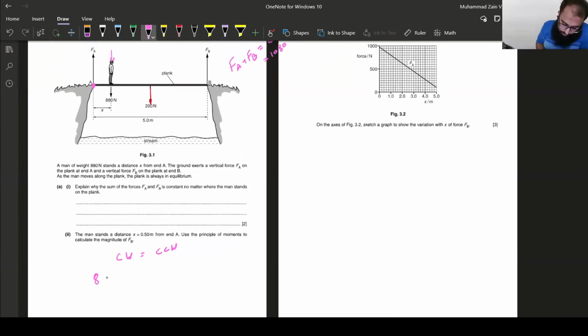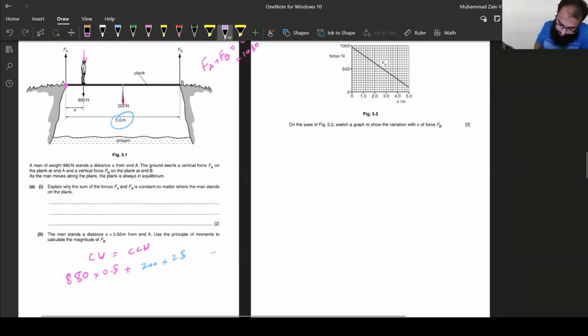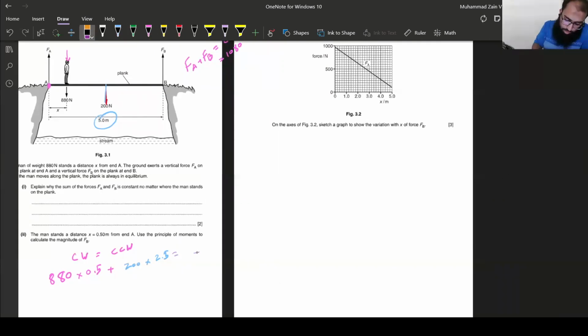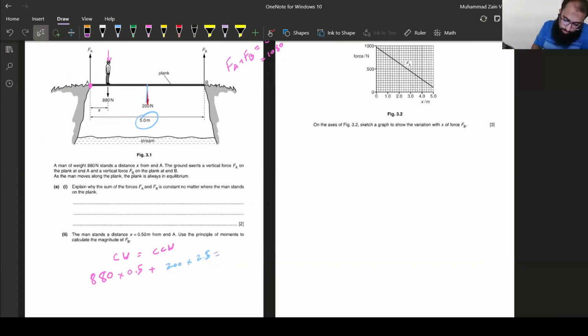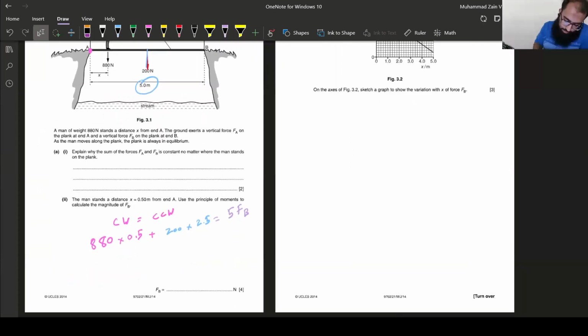The first clockwise moment is due to the person, which is 880 newtons times 0.5, and the second clockwise moment is due to this plank, which is 200 times, the plank is exactly at the center, so 2.5 meters. This would be equal to the counterclockwise moment. The counterclockwise moment is only due to one force, which is FB, so it equals 5 FB. So this is how we do it. You rearrange this, you divide this side by 5, and you'll get FB.